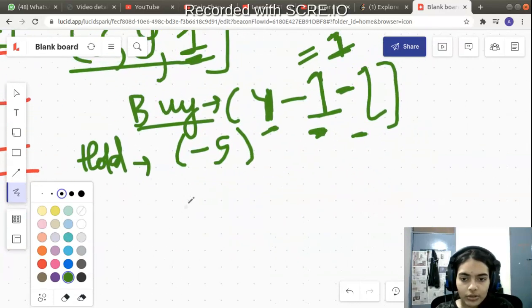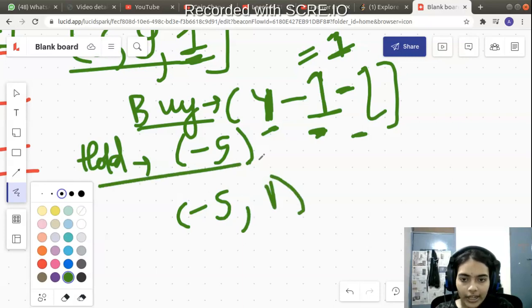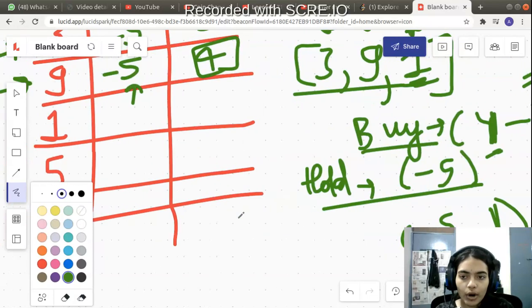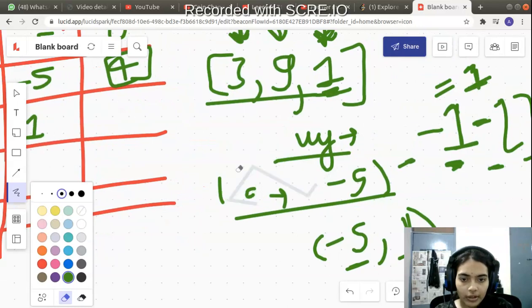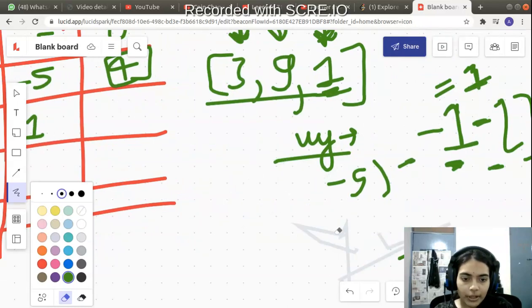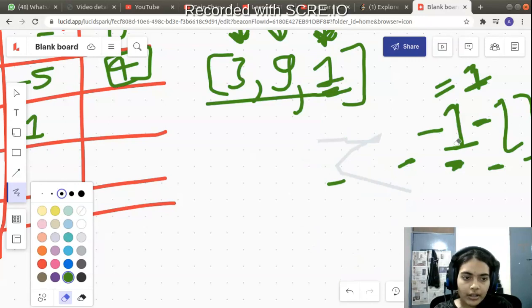Now I have two options to choose from, -5 comma 1. On day 3, if I hold the stock, I will be at -5. If I buy a stock on day 3, I will be at 1. So what will I choose? I will choose 1. So now let's think about the sell option in this particular case on day 3.